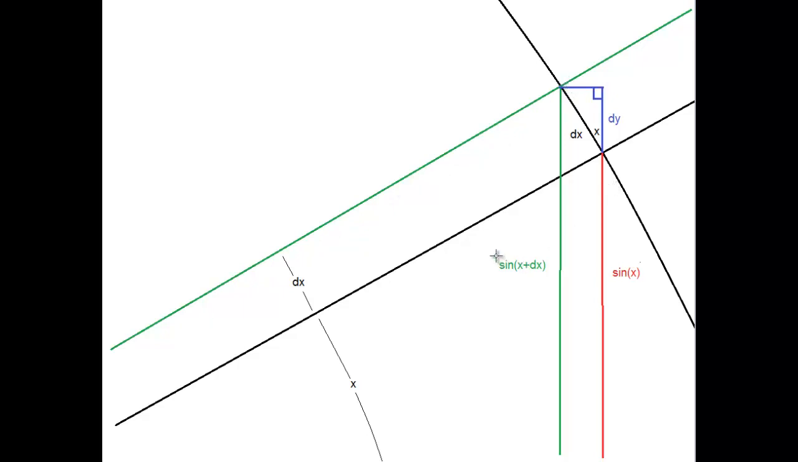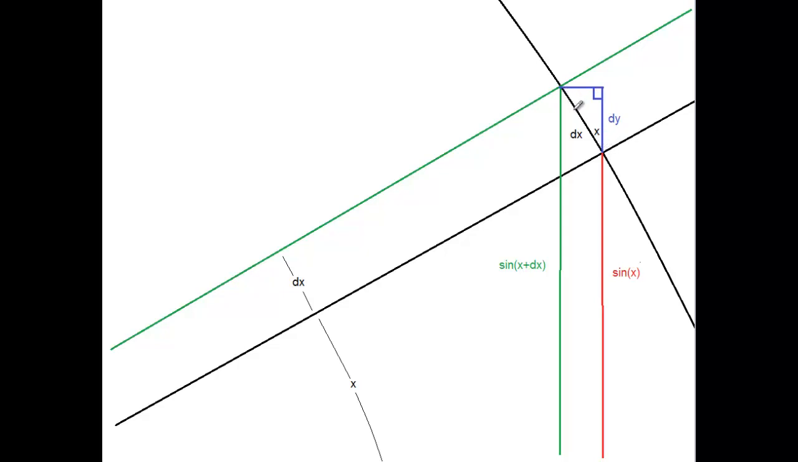What we're interested in is what's the difference between the original height and the new height, between sine x and sine x plus delta x. That'll be our delta y. And I've labeled that as dy over here. You can see that this is the difference in height between the old sine and the new one. This makes a new triangle.